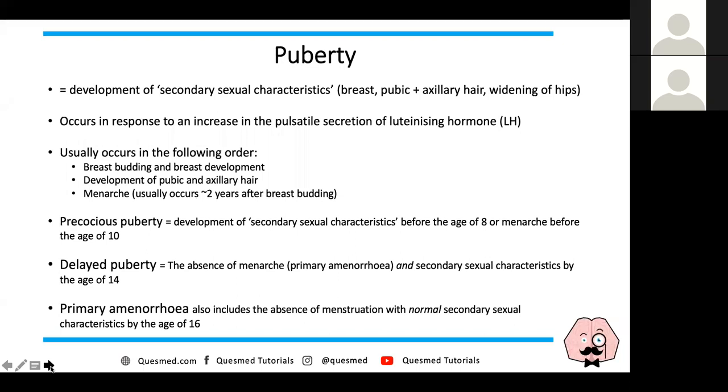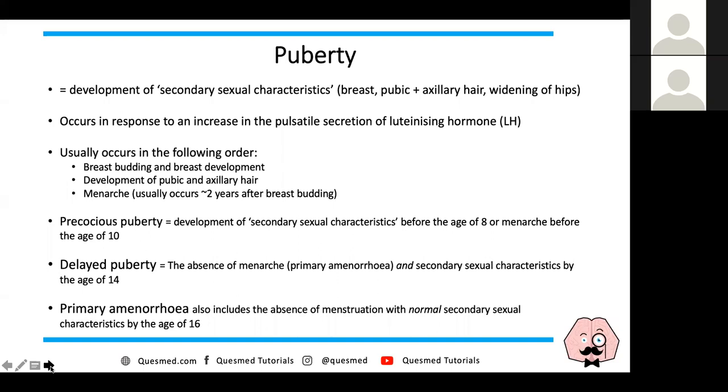Let's think about puberty. Puberty is the development of secondary sexual characteristics. So these are things like breast development, pubic hair, axillary hair, and widening of the hips. And this occurs in response to a pulsatile secretion of luteinizing hormone, LH, from the anterior pituitary.